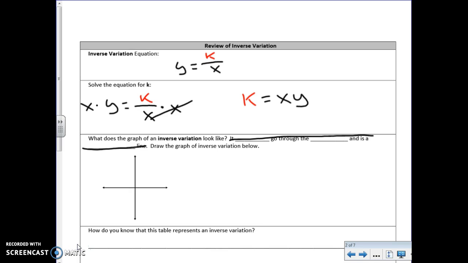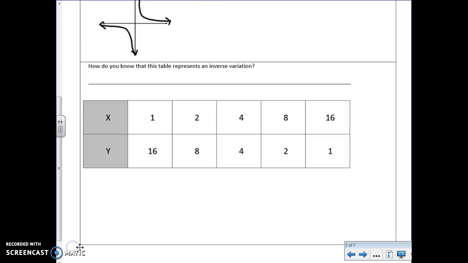You can cross out what I crossed there, but I'm just going to draw for you what the graph of an inverse variation might look like. So if you're ever asked which graph represents an inverse variation, you're going to be looking for one that looks like this. So how would you know if a table represents an inverse variation? This time you're going to multiply x times y, and if you get the same number each time, then it's an inverse variation.